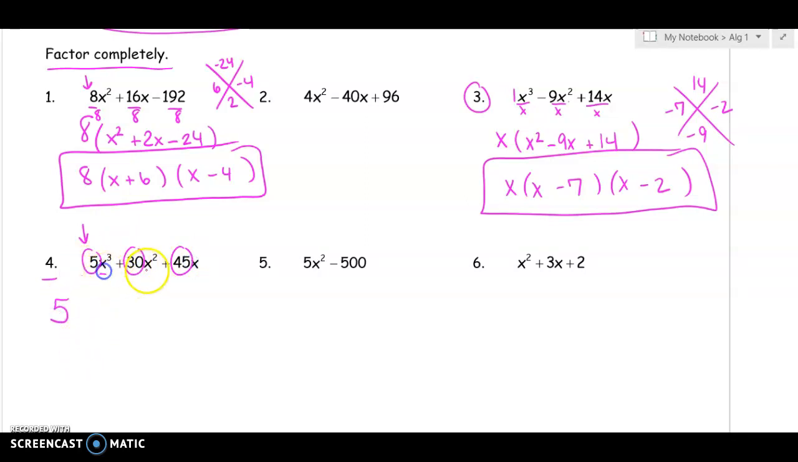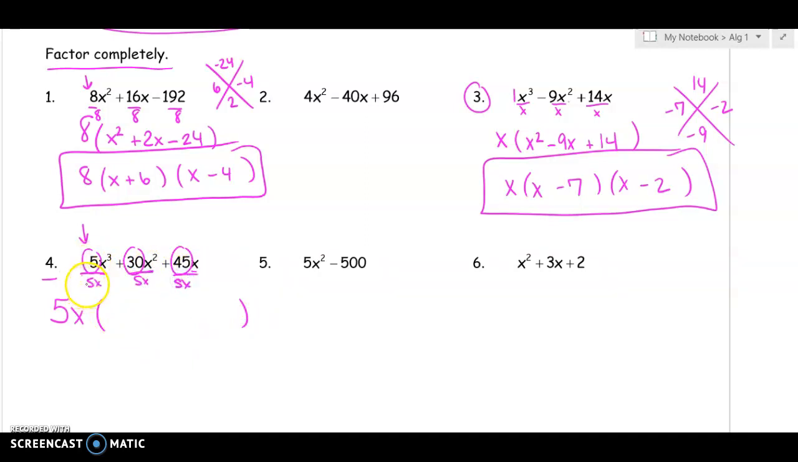If you notice, they all also have an x. You take the smallest one, which would be x to the first. So 5x is my GCF. To figure out what goes inside these parentheses, I'm going to divide each of these by 5x.